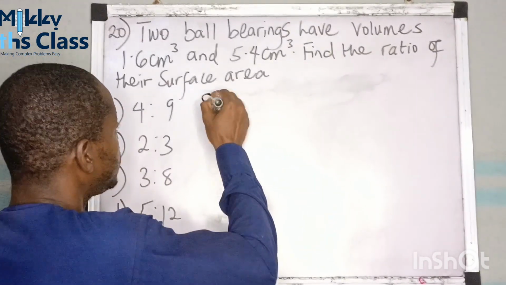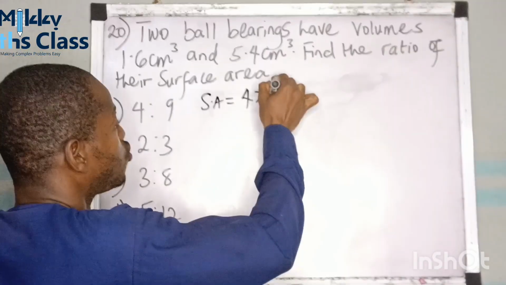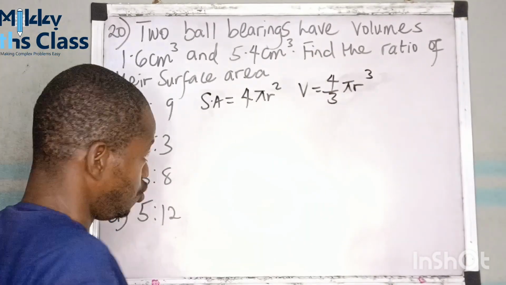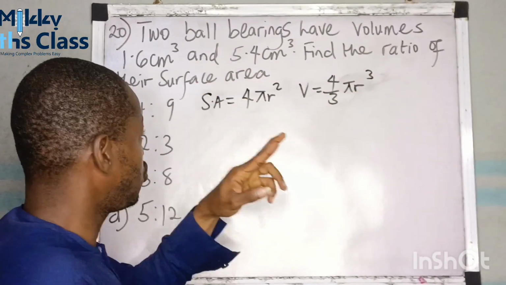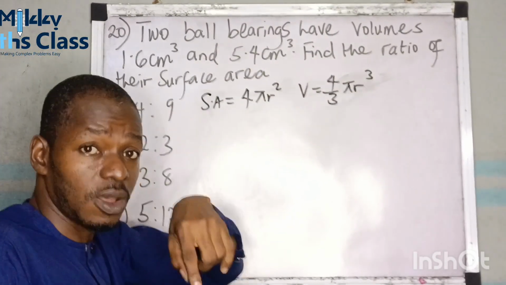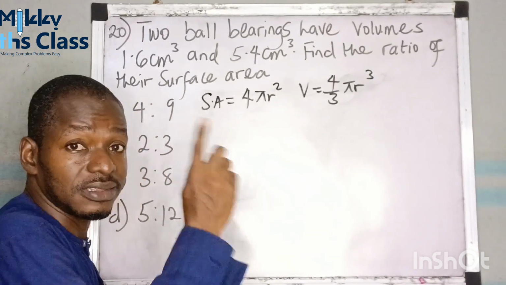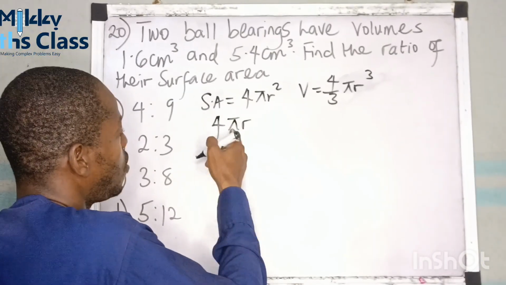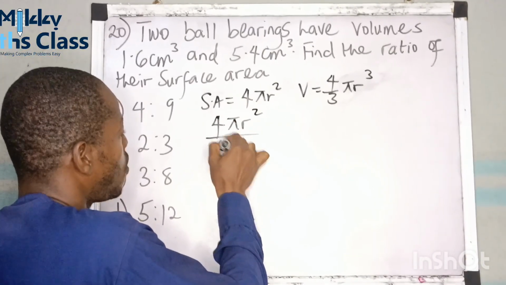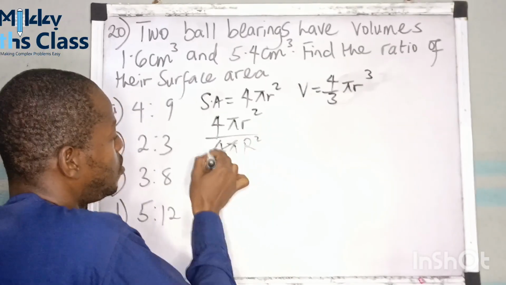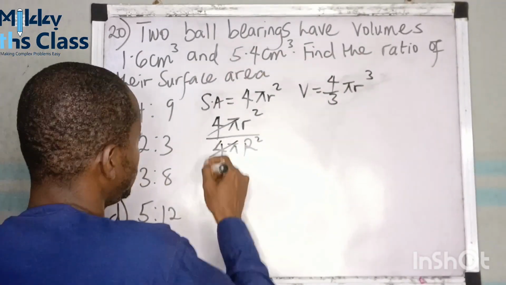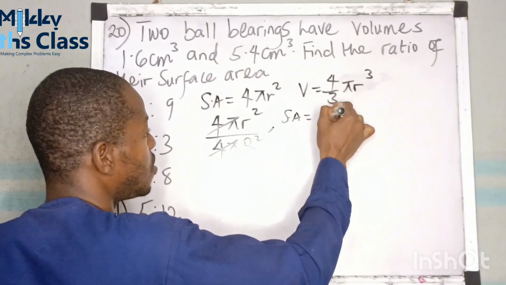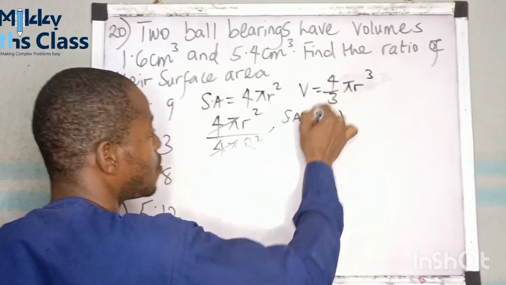Now, the surface area is given by the formula 4πr², and the volume is given by 4/3 πr³. Since there are two, let one of their radii be small r and the other be capital R. So the ratio of their surface areas will be 4πr² over 4πR². The 4π and 4π cancel out, so the ratio of surface areas is (r/R)².